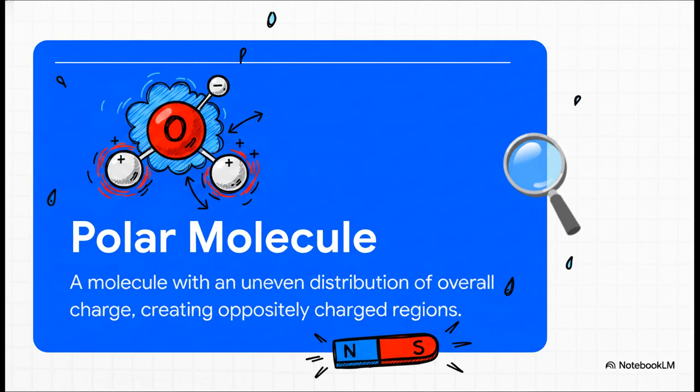In the case of water, the oxygen atom is highly electronegative. Basically, it's an electron hog. It pulls the shared electrons closer to itself, pulling them away from the 2 little hydrogen atoms. And this unequal sharing, that is the foundational secret to literally everything water does.